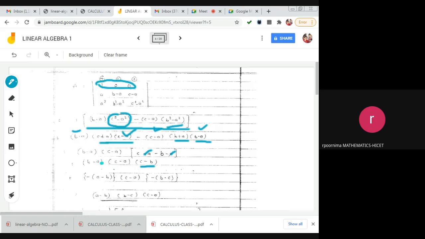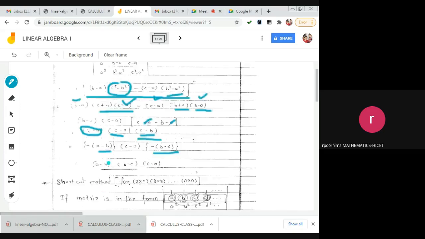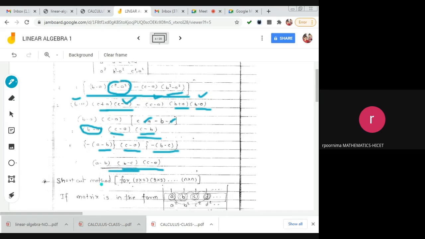So this b minus a can be written as minus of a minus b. So a minus b into c minus a into c minus b can be written as minus of b minus c. Again, c minus a, keep it as it is. So a minus b into b minus c into c minus a. This is the answer. Now the next one.